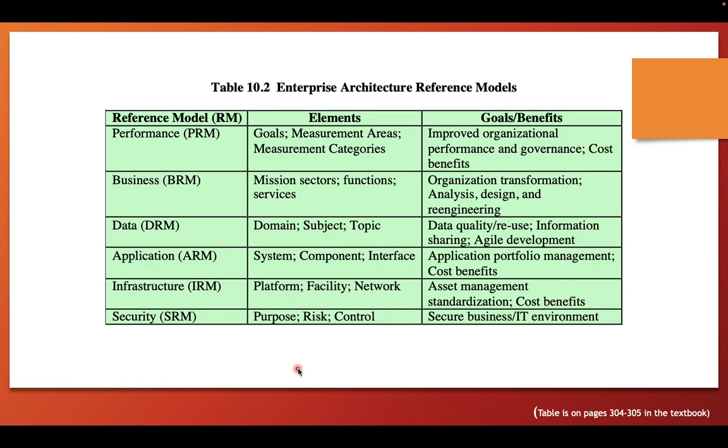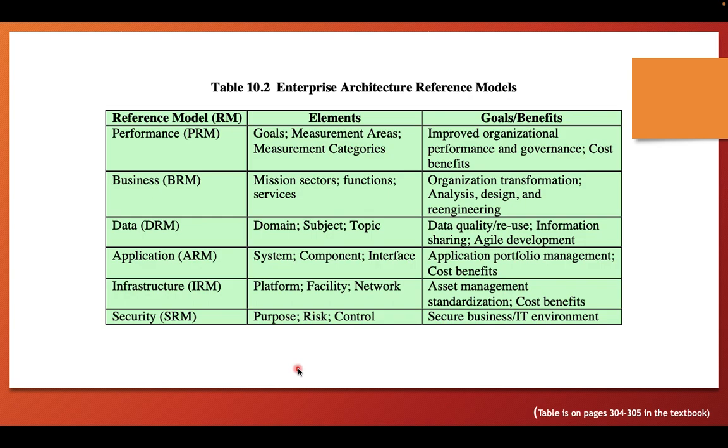Now, when you talk about the business reference model, you look at the mission of the business, the vision of the business, okay, the functions and services of the business. So the goals and benefits from here is the organization's transformation. Is the business improving? Is it growing? Is it transforming? What are the analysis, the designs, and the engineering? Are all improving? So if all these parameters are taking place, then the business reference model is growing.